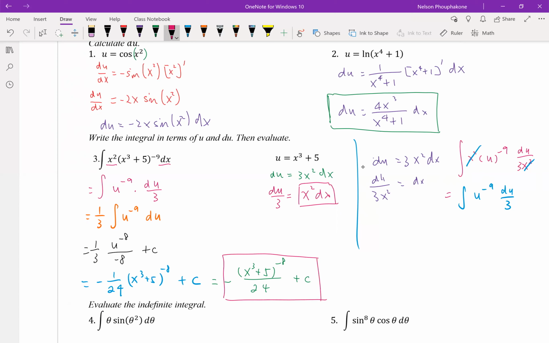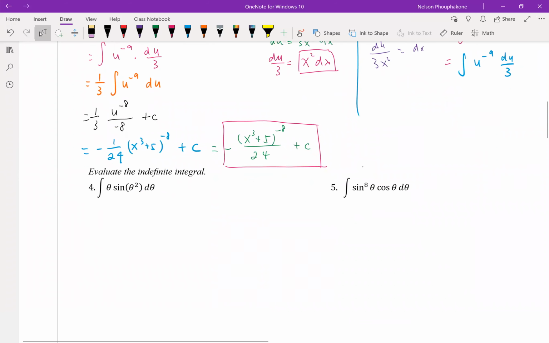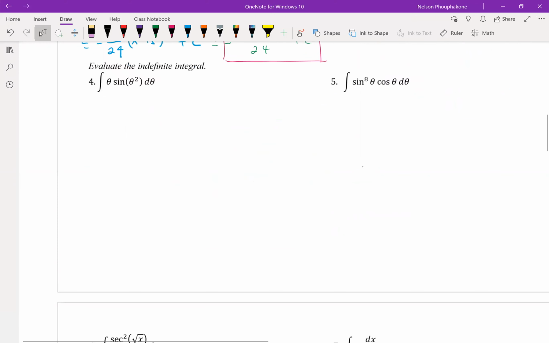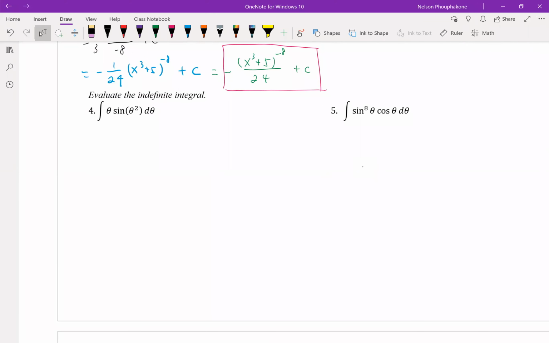So this is actually the idea about the substitution rule. Okay, now it is your turn. Go ahead and try to see if you could work on the other problems now. Okay, so now let us work out number 4.